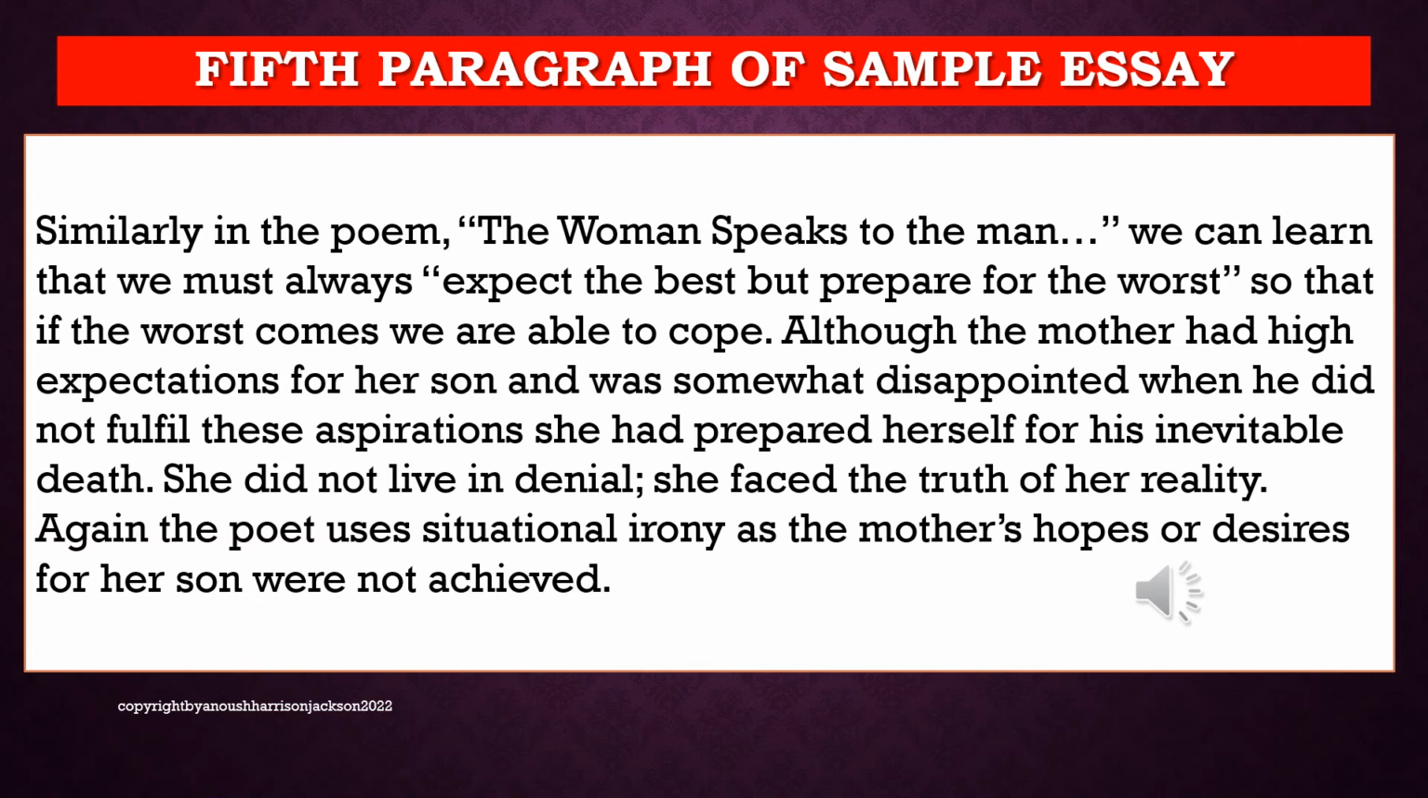Similarly, in the poem, the woman speaks to the man who has employed her son. We can learn that we must always expect the best, but prepare for the worst, so that if the worst comes, we are able to cope. Although the mother had high expectations for her son and was somewhat disappointed when he did not fulfill these aspirations, she had prepared herself for his inevitable death. She did not live in denial. She faced the truth of her reality. Again, the poet uses situational irony as the mother's hopes or desires for her son were not achieved.